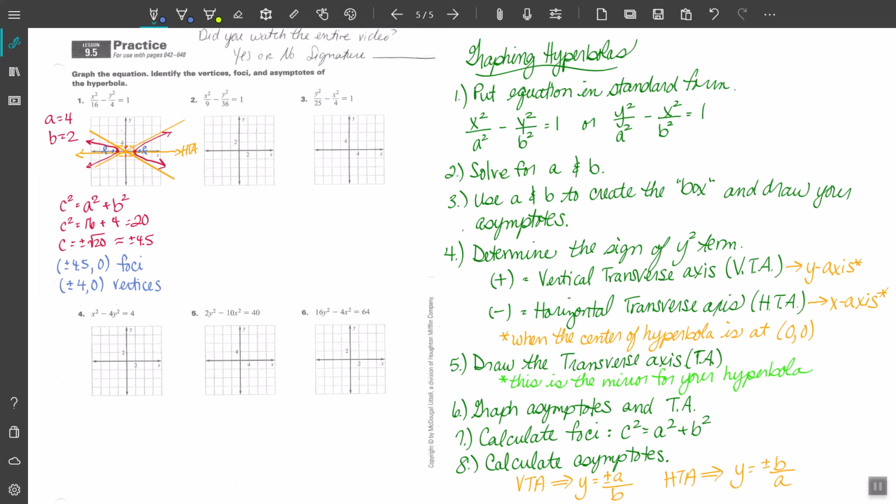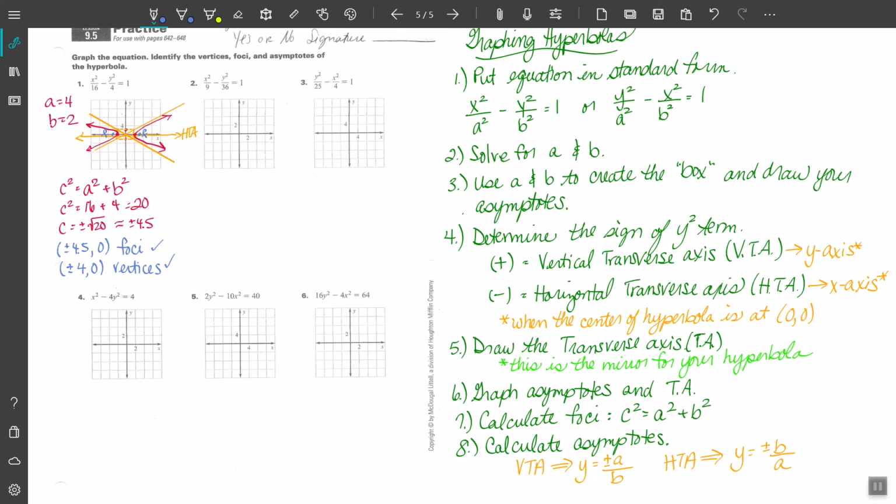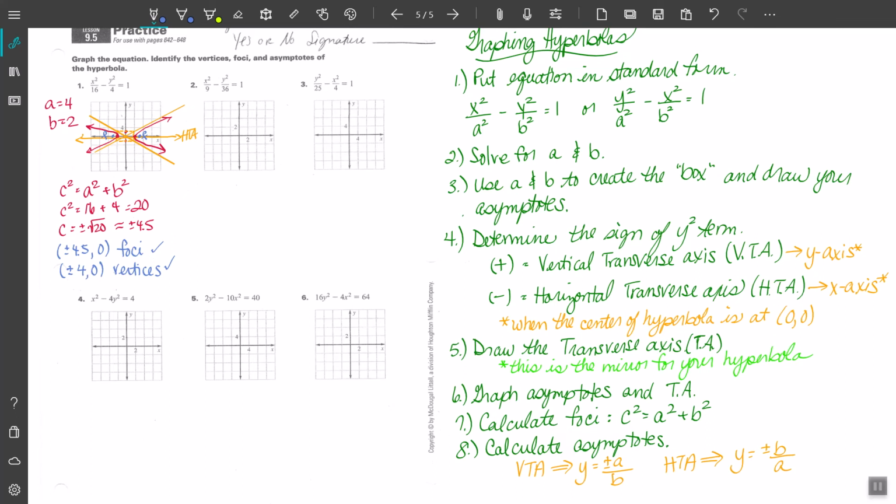All right, so we've graphed the equation. They asked us to do that. We've identified the vertices. We've identified the foci. They also want us to write an equation for the asymptotes. And so that is this last step down here, number 8, calculate the asymptotes.